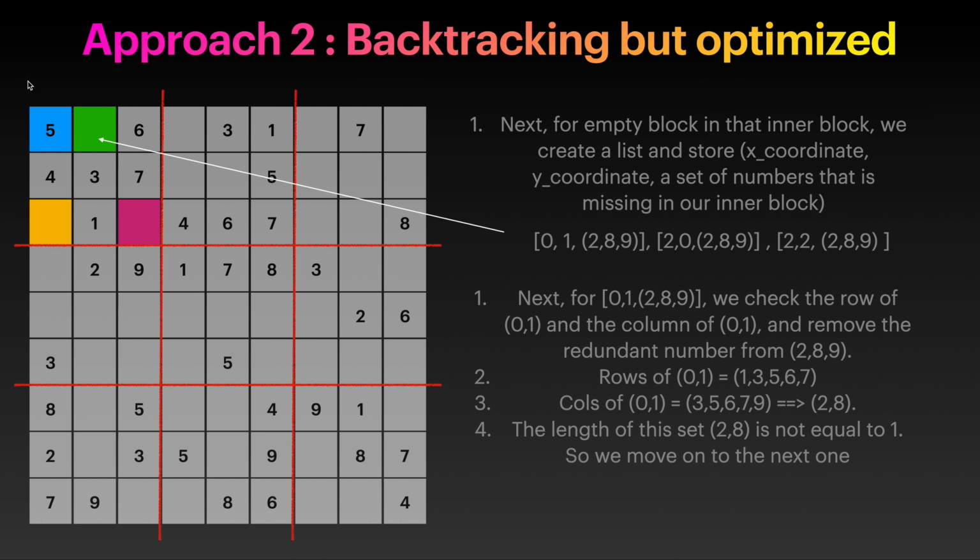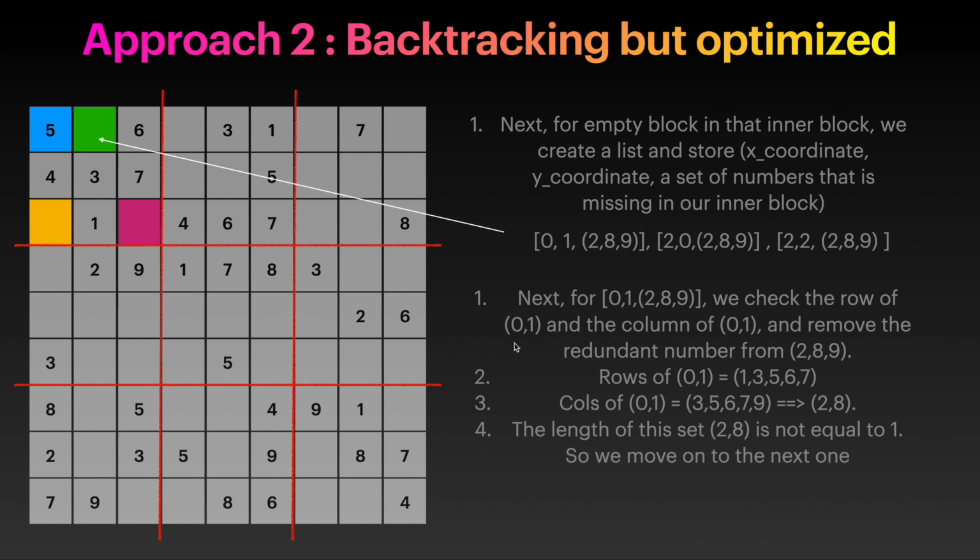Those 3 are empty, and then we will store the x coordinate, the y coordinate, and the missing numbers in this entire inner block. In that case, we have 2, 8, and 9. So this is what I mean by this. And then you will be appending this to some list, which I will show you in the later code.